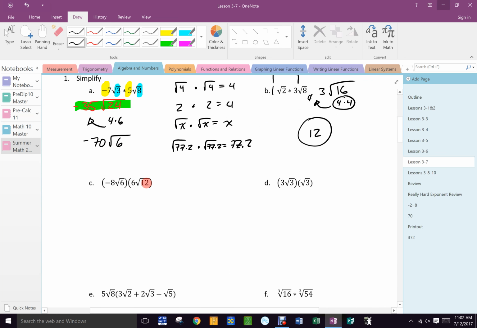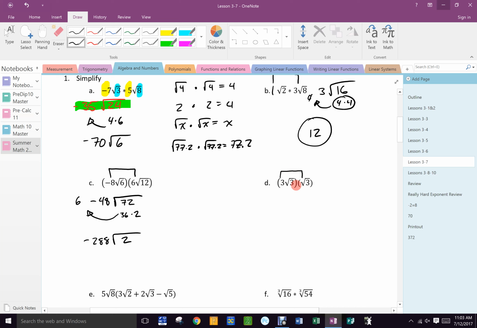It's written differently. Do the rules change? Of course not. Coefficients with coefficients. What is 8 times 6? Negative 48. What is 6 times 12? 72. Would you ever leave it like that? No. 72 is 36 times 2, isn't it? What's the square root of 36? 6. So what comes out here? 6. What do I do with those two numbers? Multiply them to get negative 288. And what did I leave under there? 2. Good? All right. Let's look at this one.